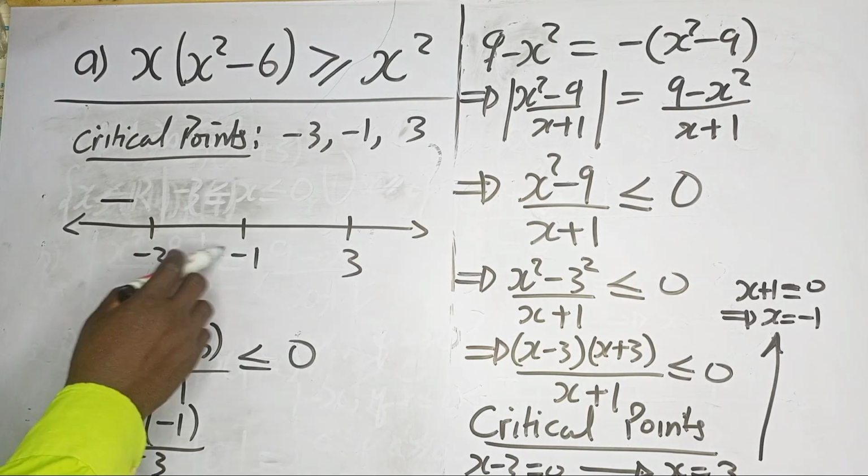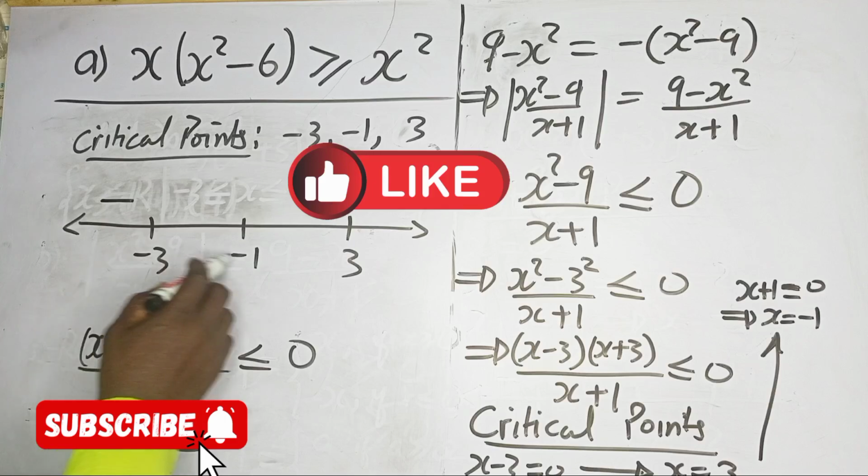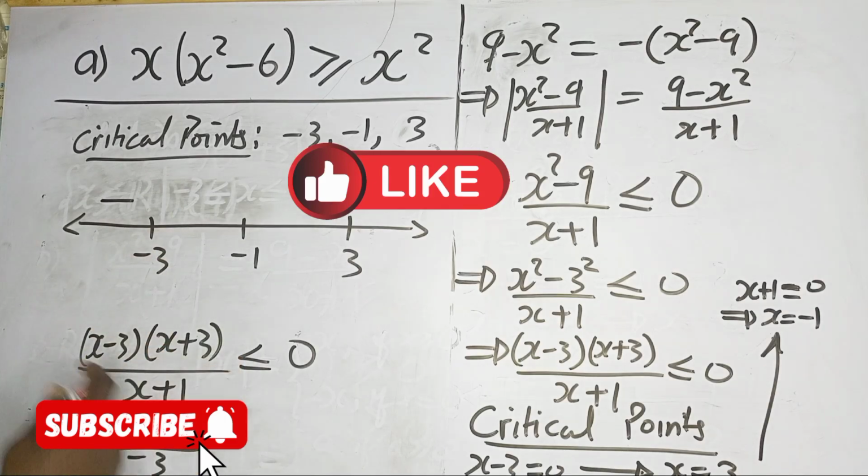Let's take a value in this zone. In between negative 3 and negative 1, there is negative 2. So a good value there is negative 2. And we'll put here negative 2 minus 3 is negative 5. Negative 2 plus 3 is positive 1. Negative 2 plus 1 is negative 1. We're interested in the sign. Negative multiplied by positive is negative, negative divided by negative is positive.